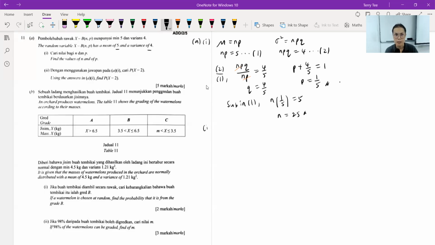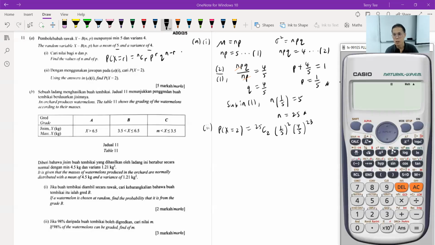Okay, next, I want to find the value of P(X equals 2). Use the answer to find P(X equals 2). So this is a binomial. We know our n, we know our p. For P(X equals 2), remember the formula for binomial? Let me write over here. It is given by P(X equals r) equals nCr p to the power r, q to the power n minus r. So my n is 25, r is 2. Your p is 1 over 5 to the power 2. Your q is 4 over 5 to the power 25 minus 2, which is 23.